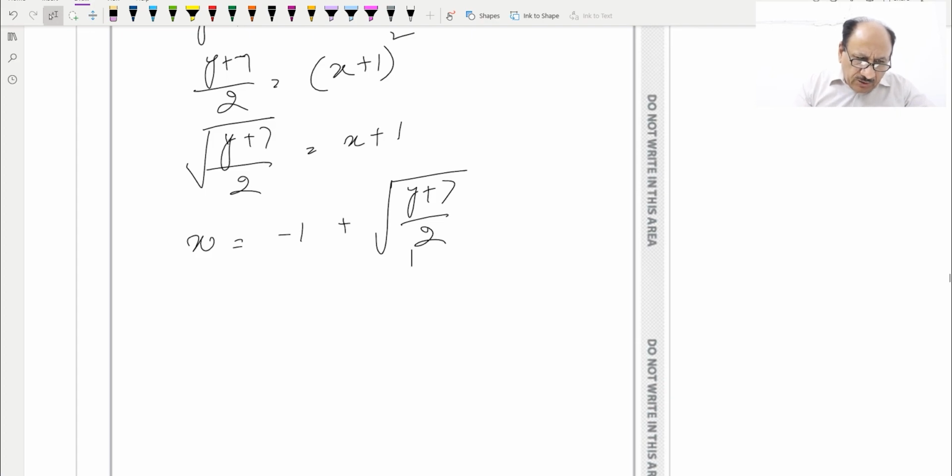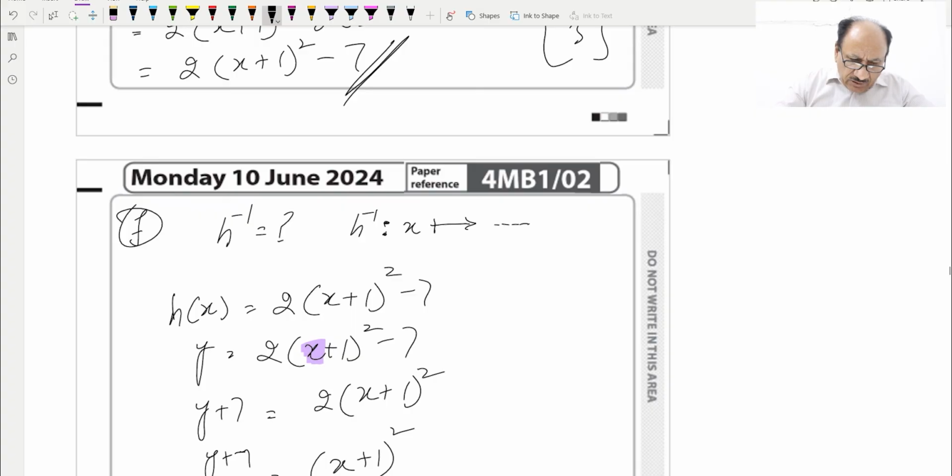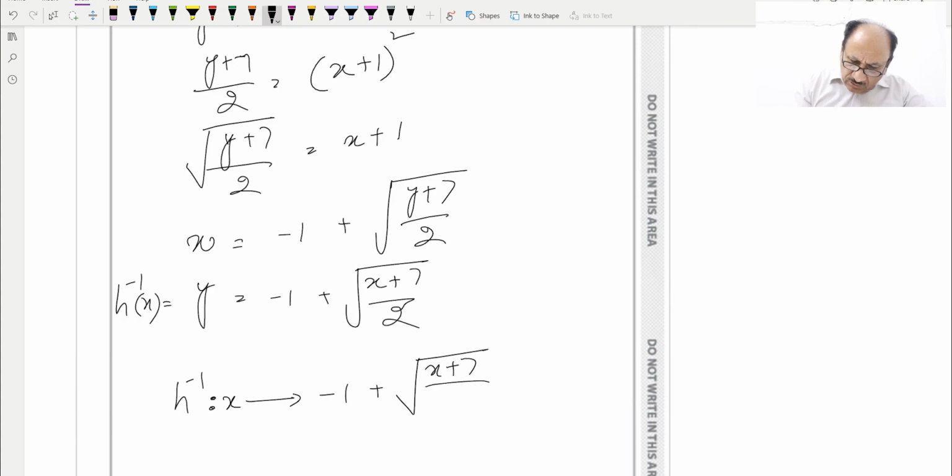We need to swap x and y, so this will be y is equal to minus 1 plus square root of x plus 7 by 2, and this is our h inverse of x, and we can write h inverse of x in the required form: h inverse of x equals minus 1 plus square root of x plus 7 by 2, and this will be the final answer.